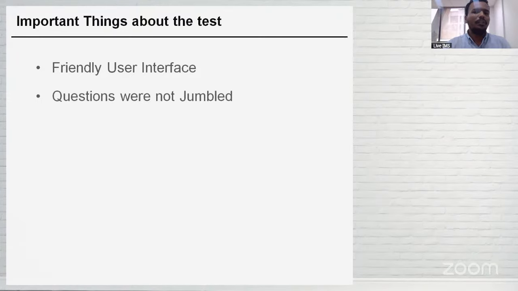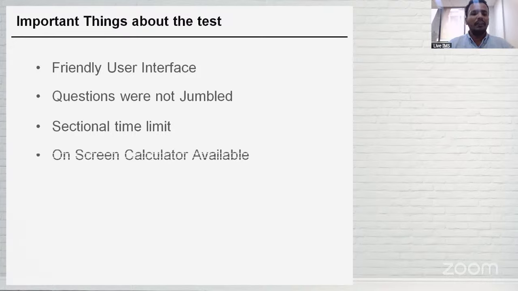The questions were not jumbled. Starting from last year, they are giving you the questions section-wise, and the questions were not jumbled as usual. So this is something new which has been started from last year, that there is a sectional time limit. For each and every section, how much time has been given, we will be talking about it in the upcoming slides.